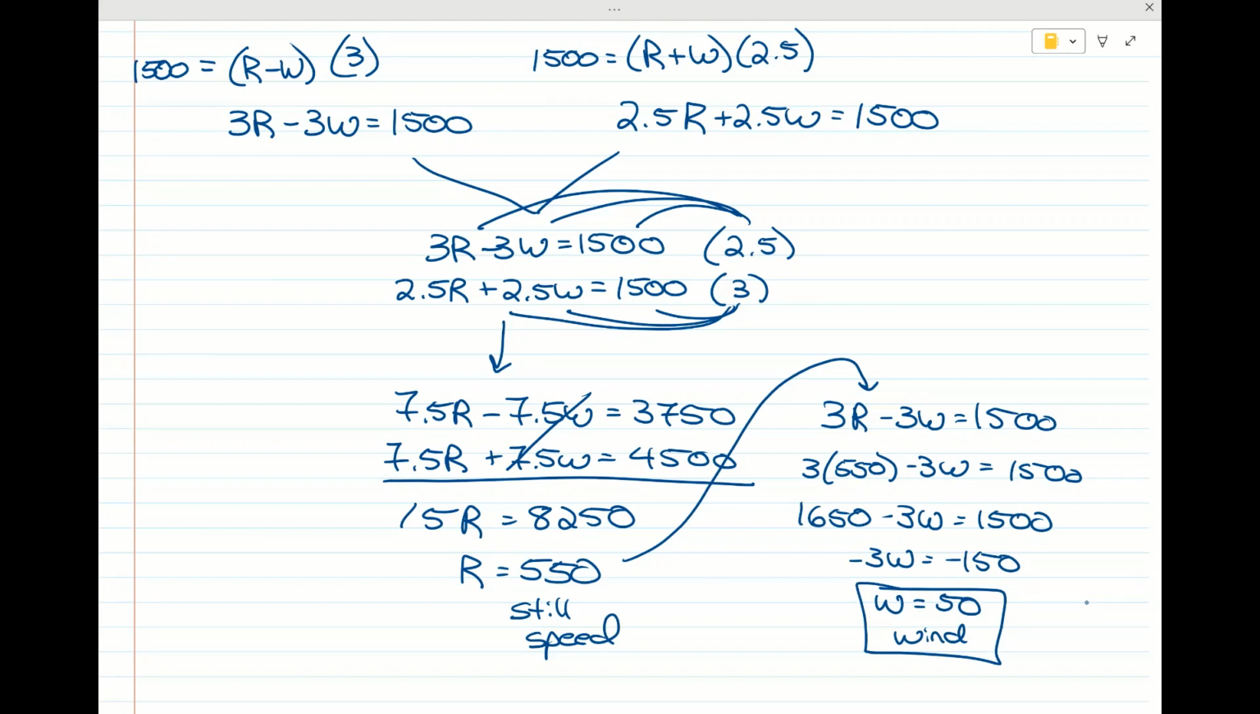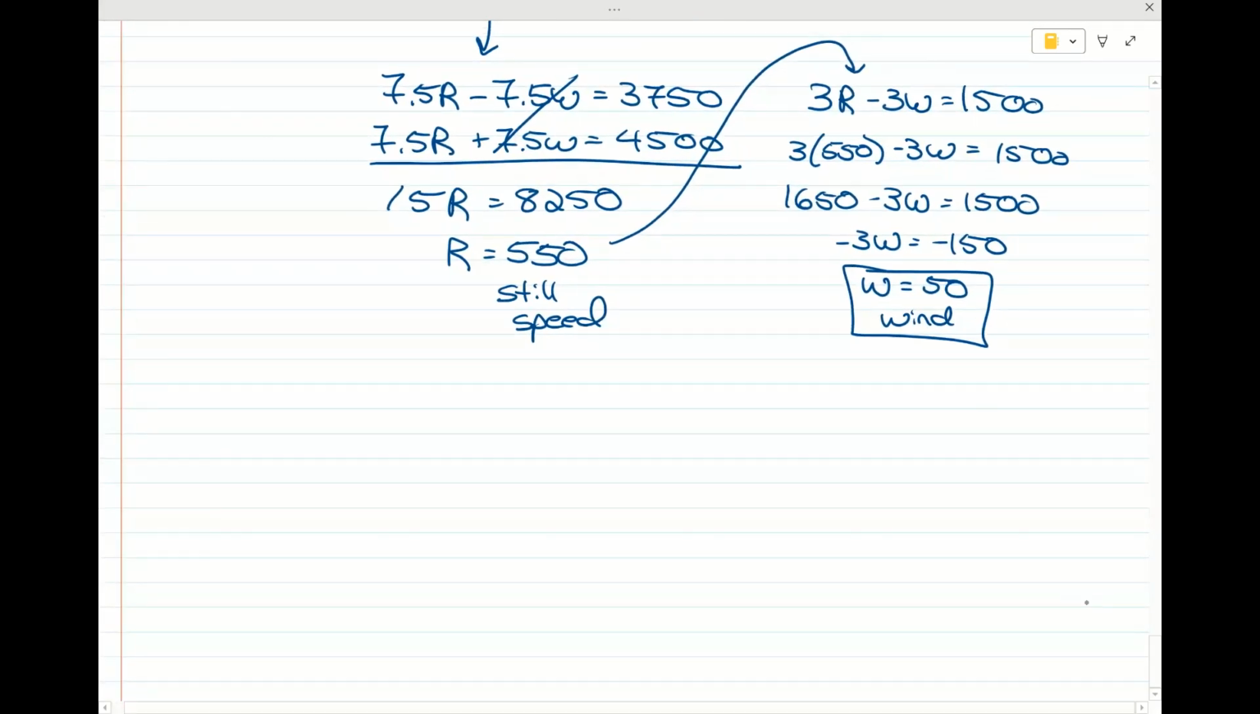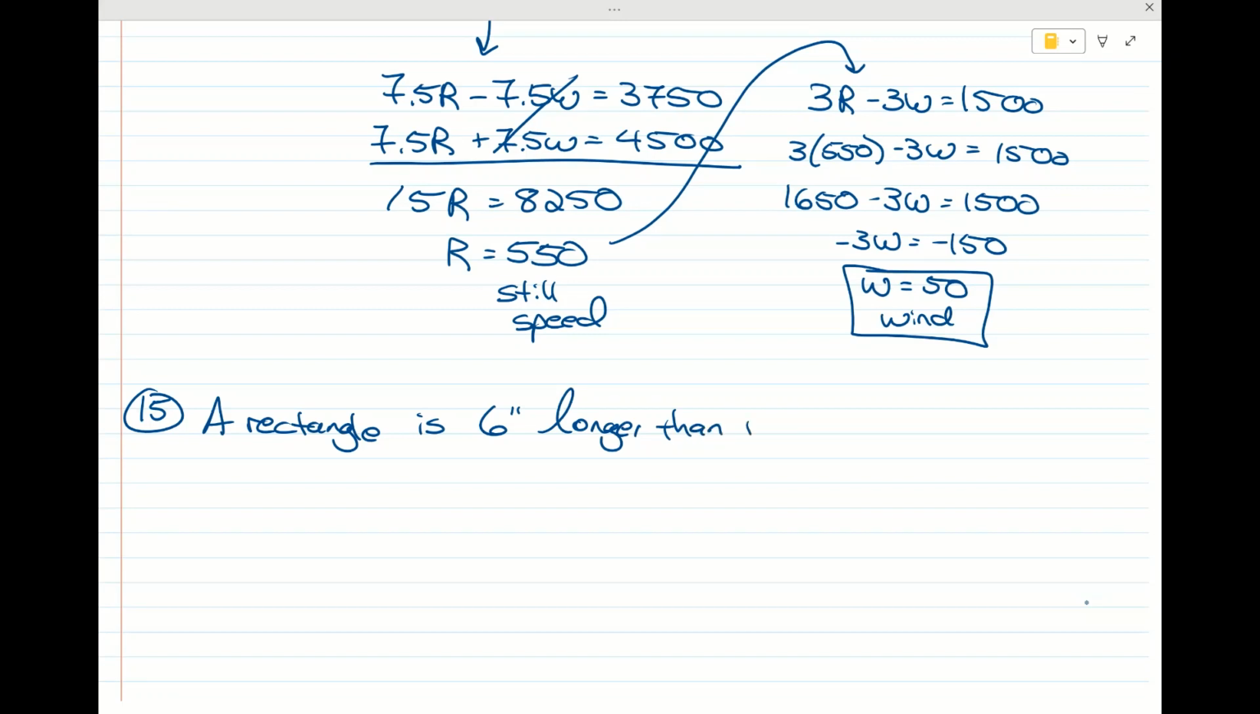There's one more problem to do, and this is number 15. Problem number 15, it says a rectangle is 6 inches longer than its width. The area is 216 square inches. Find the dimensions.